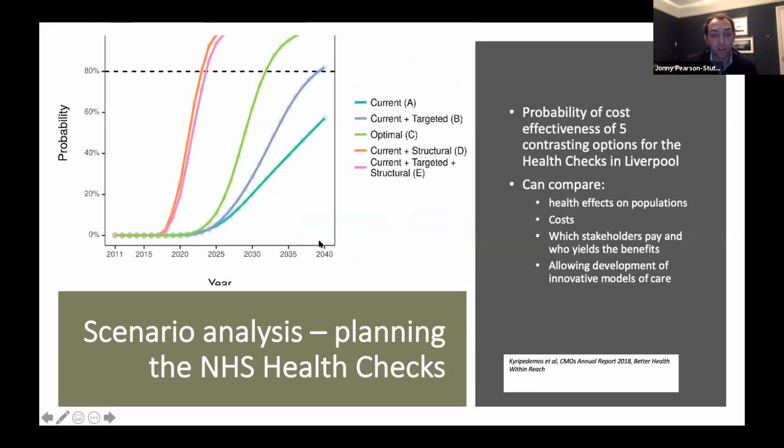On this axis here, we're looking at the years, so out to 2040. And this is the probability of a given scenario being cost effective. And cost effective takes the NICE approach, the NICE guidelines approach of around £20,000 per QALY. And so the green here is the current approach to NHS health checks, which I'm sure many of you know, looks to do 20% of the population each year, over 5 years.